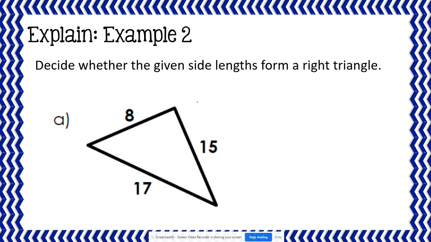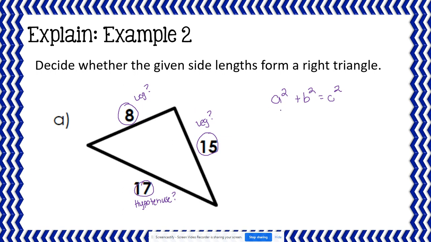So let's look at these examples. Decide whether these form a right triangle. Well, we can't go based on what these look like. We have to instead look at what are the two shortest sides. My two shortest sides would be 8 and 15, so I would assume that these are the legs if this is a right triangle. And since 17 is the largest side, I would assume that this was the hypotenuse. So I'm going to plug all of this into the formula and see if it works.